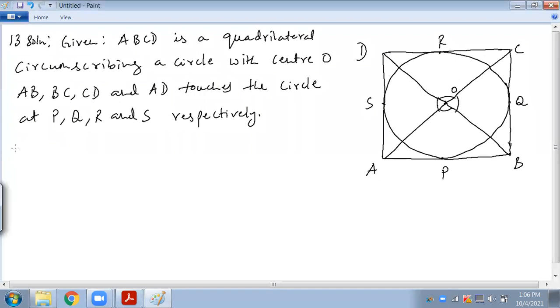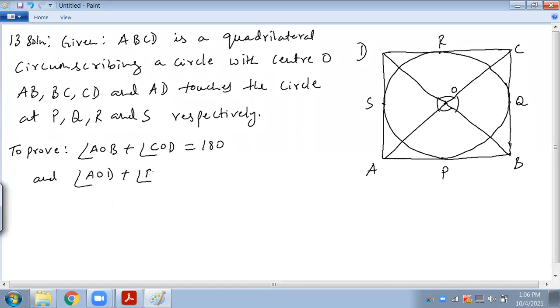And to prove what? Angle AOB plus angle COD equal to 180, and angle AOD plus angle BOC is equal to 180. Okay, to prove this, we need a construction.